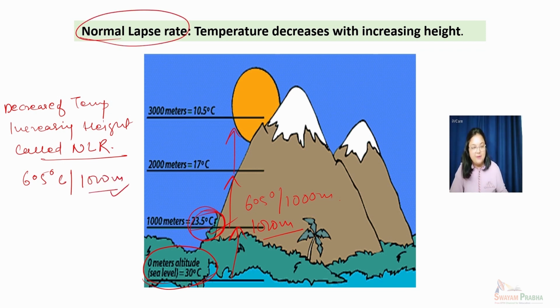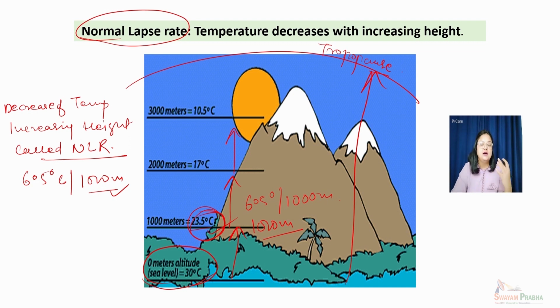Normal lapse rate is persistent throughout the troposphere till the tropopause. So temperature keeps on decreasing with increasing height for the entire length of the troposphere till the tropopause. These are the normal temperature conditions existing in the troposphere. Anything beyond or opposite to this is definitely not normal, and therefore we will now be discussing what temperature inversion is.